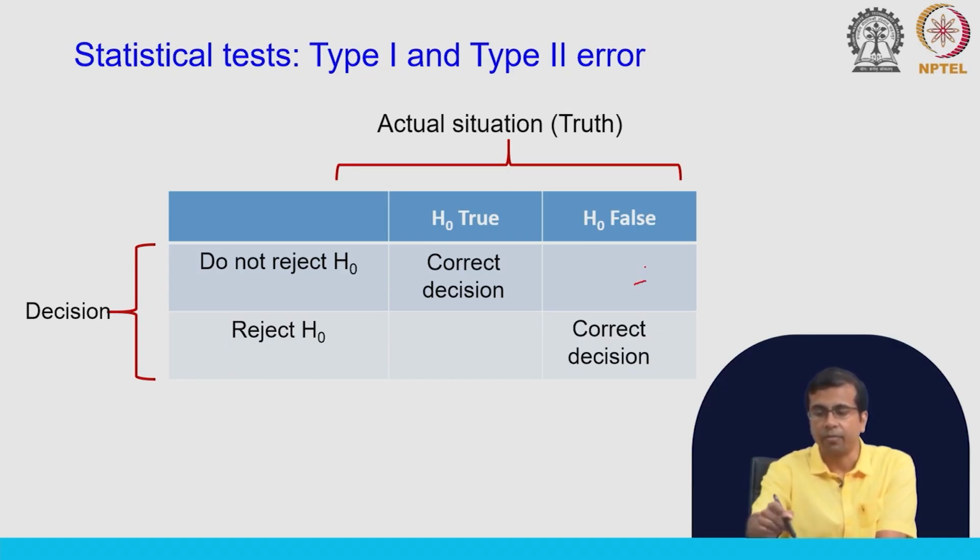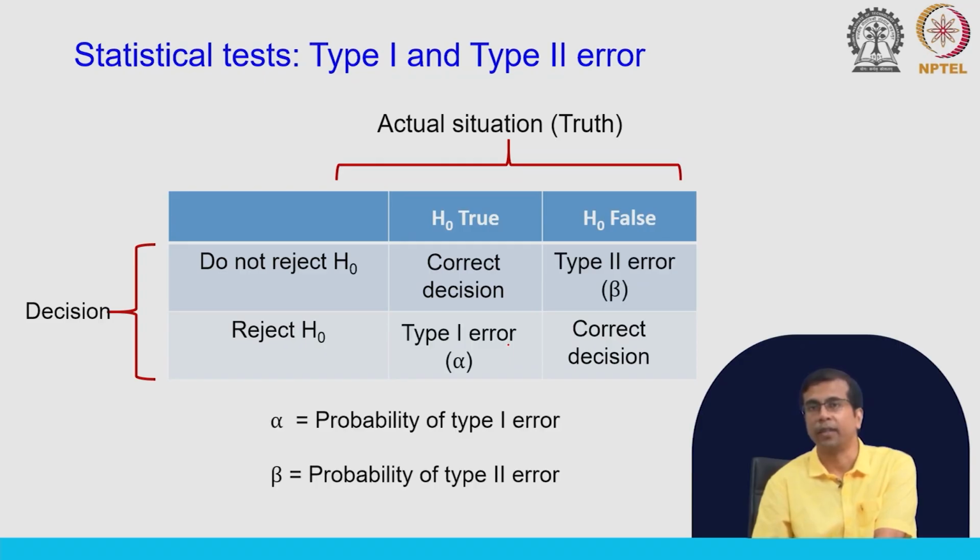So, the first one here: H naught false, do not reject H naught. Even though H naught is not true, the statistical test is not rejecting H naught. Similarly, when H naught is true, it is falsely rejecting H naught. So, these two are errors; the statistical test is making some error.